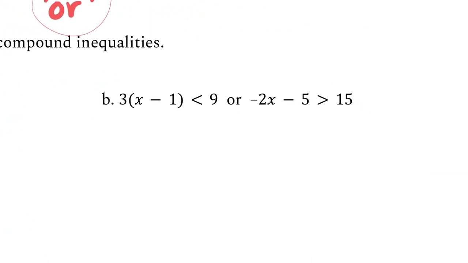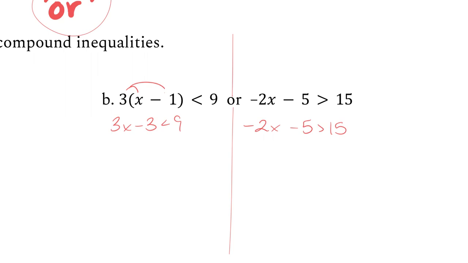So this is an "or." This is an "or" inequality because of the word "or," and now treat it as if they're 2 separate inequalities. We have this one on the left and this one on the right. First I'll distribute: 3x minus 3 is less than 9. Typically these "or" inequalities are going to be very easy to solve. They don't tend to be many steps to find the solution.